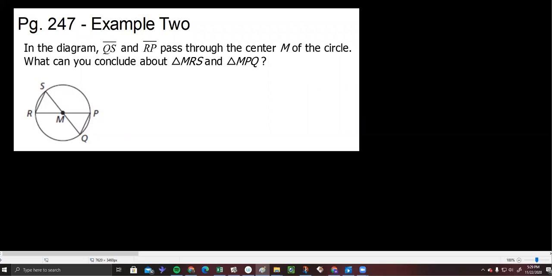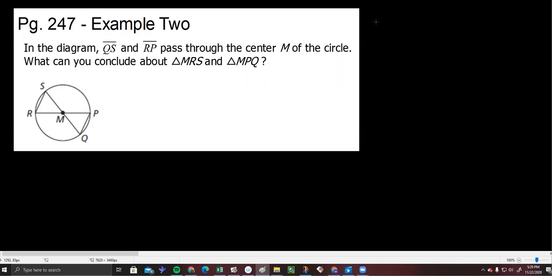This is an example problem that I pulled directly from your book on page 247, and this is a really important one to talk about just because it has something a little bit unique happening with it. It says in the diagram segment QS, which is right here, and segment RP pass through the center M of the circle. What can you conclude about triangle MRS? So here's MRS and triangle MPQ, which is right here.